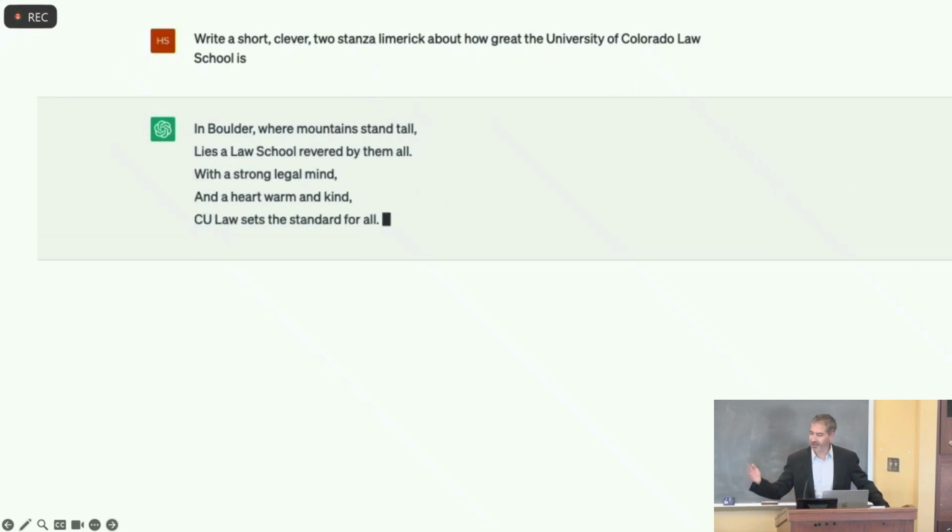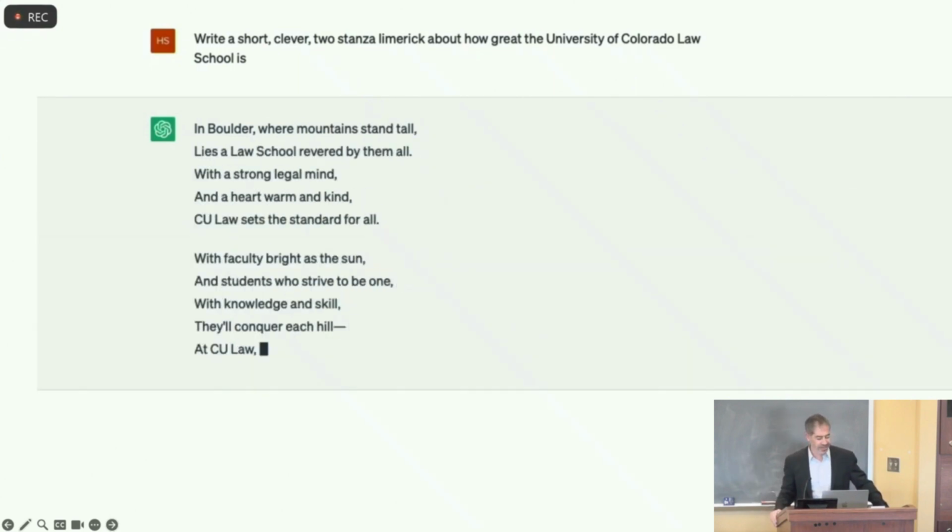And, it's kind of a nice little poem. In Boulder, where mountains stand tall, lies a law school revered by them all, with a strong legal mind and a heart-warming kind. CU Law sets the standard for all, right? Sounds pretty accurate. So that's pretty impressive, and that alone would have been amazing. But we're going to see it can generate many more amazing things.